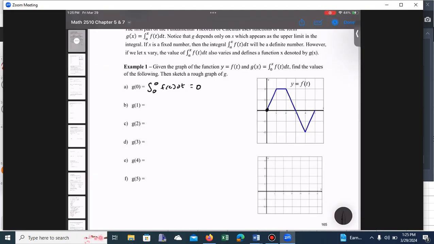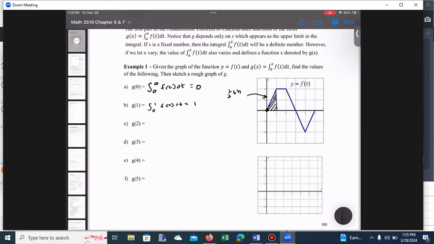And if we look at g of 1, then we're going from 0 to 1 of f of t dt. So we're looking at this triangle, this area. And if we look at the area, your base is 1, your height is 2, so the rectangle would have an area of 2, and then you divide it in half. Again, it's just the area of a triangle, 1/2 base times height.